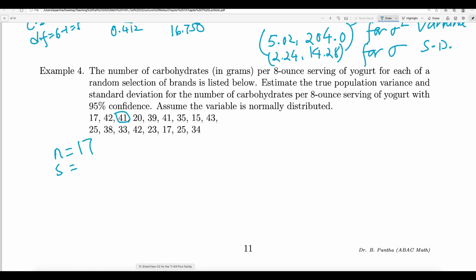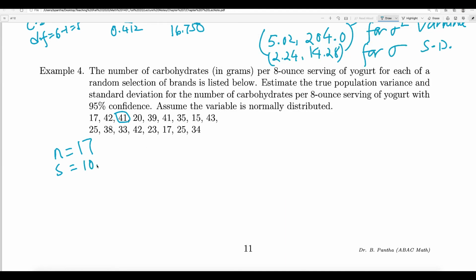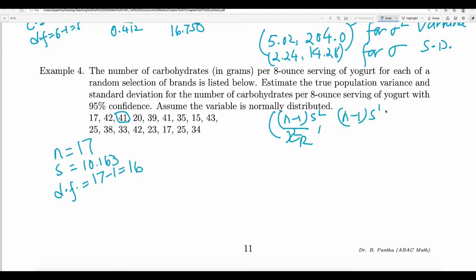And what is S? Basically your S value is 10.163. These are the S. So what will be the degrees of freedom? Degrees of freedom is 17 minus 1, that is 16 degrees of freedom. So we need degrees of freedom to find chi-square left and chi-square right, because your formula is (N minus 1) S square over chi-square right, comma (N minus 1) S square over chi-square left. This is the formula for the confidence interval.